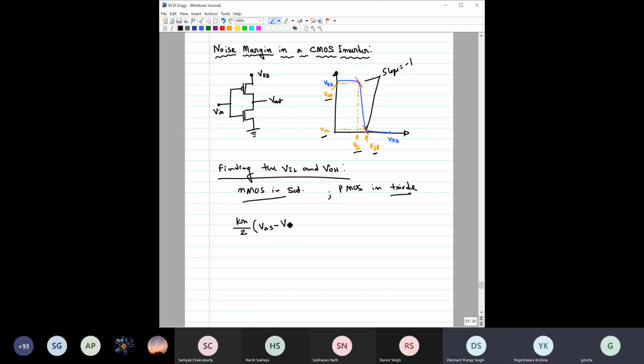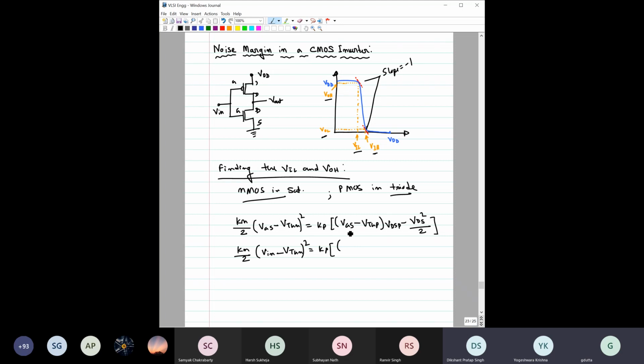So it is (VGS minus VTH) square for the NMOS, which would be equal to, since PMOS is in triode, (VGS minus VTHP) into VDSP minus VDS square by 2, right? You should know which one is what. Then here, what you can substitute from here, just a quick thing. VGS is basically that V in minus VTHN square, KP.